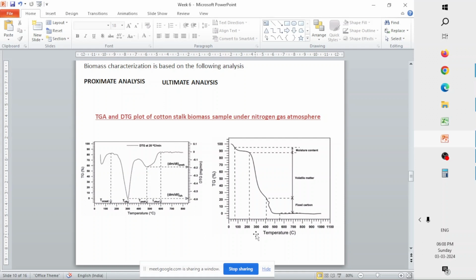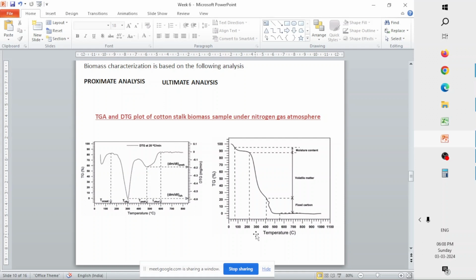This heating is done in an inert atmosphere. So we pass nitrogen gas or some other kind of gas like argon, helium, or krypton. But one of the disadvantages of moving with these noble gases is the cost, they are very expensive. So the majority of TGA characterization is done in a nitrogen gas atmosphere.